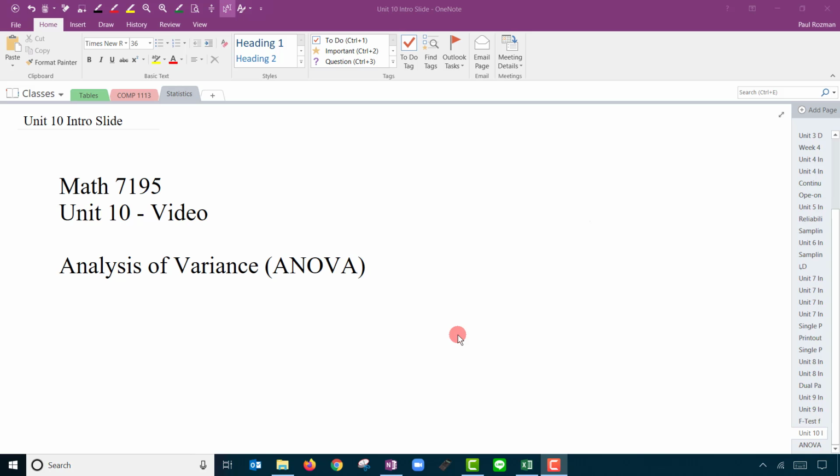Hey, Math 7195, here we are in unit number 10. Today we're going to be doing the analysis of variance test for testing multiple means. Up till this point, we were able to compare two means, but now we're going to add on the case where we have more than two population means to compare. So let's get to it.